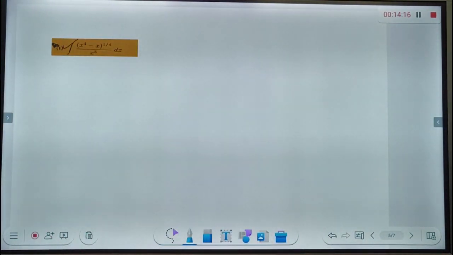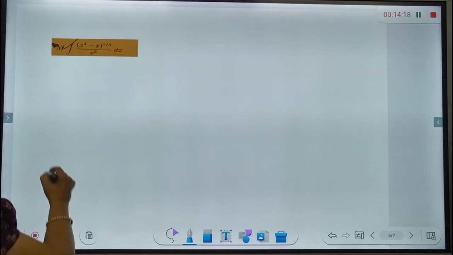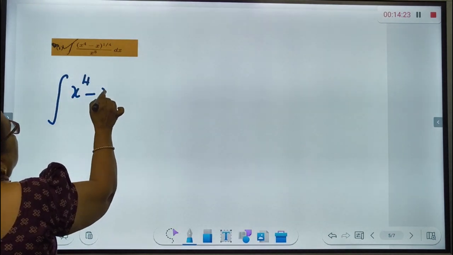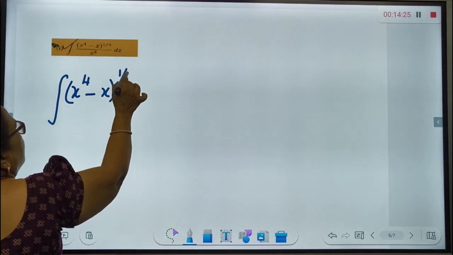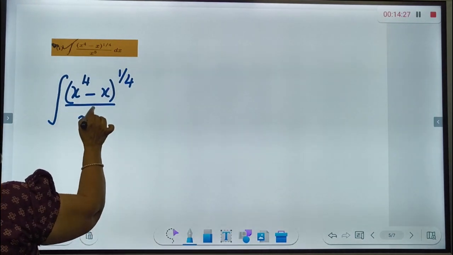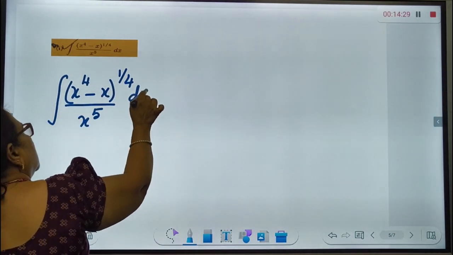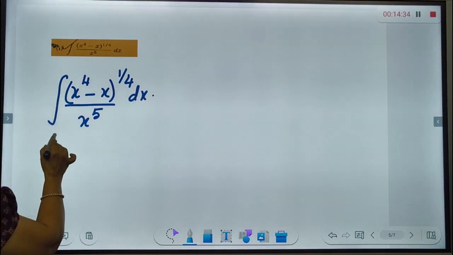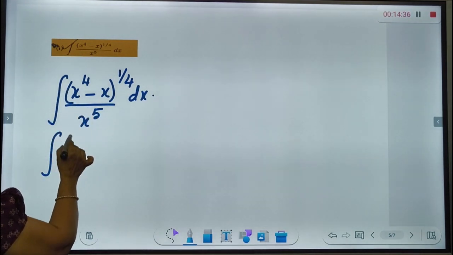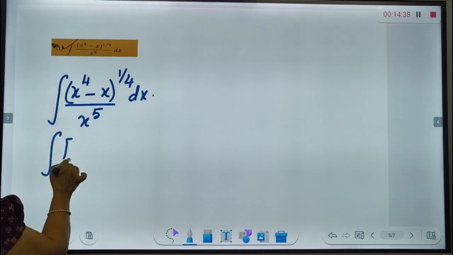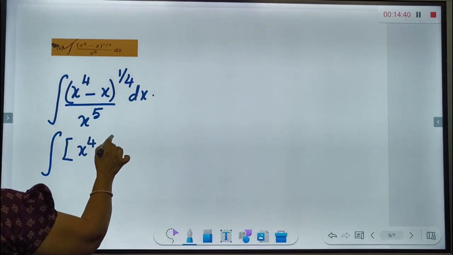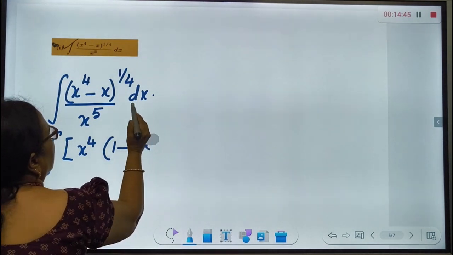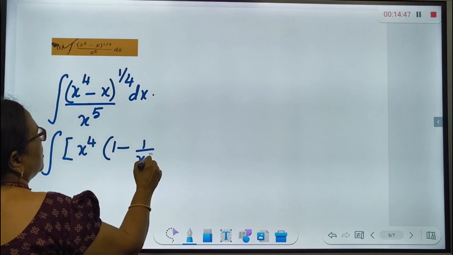Now look at this problem. Integral of x power 4 minus x to the power 1 by 4 by x power 5 dx. Okay. I'm going to divide by x power 4 within the bracket, or rather take out x power 4. So I will get x power 4 into 1 minus x by x power 4 will give me 1 by x cube.